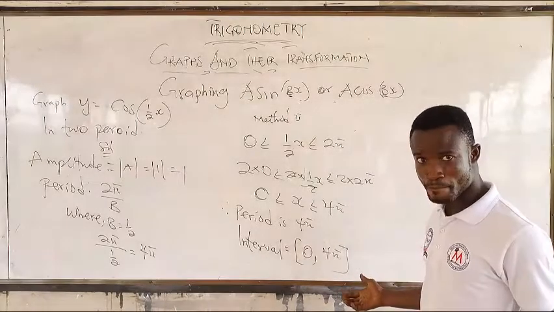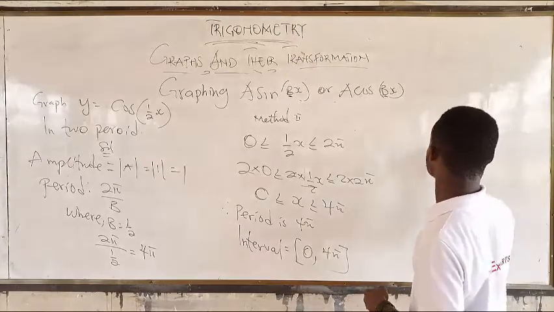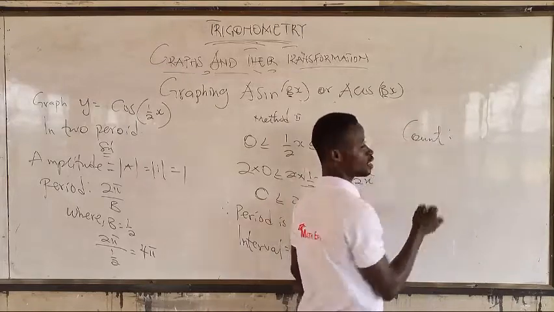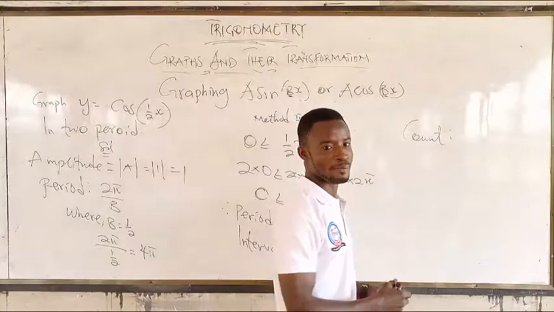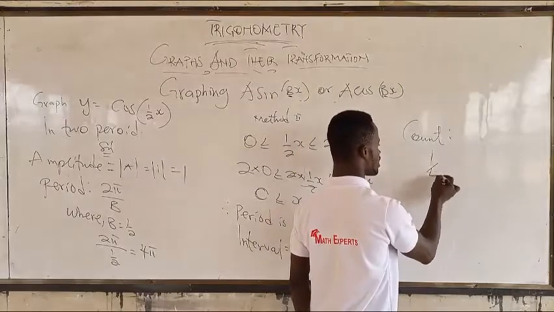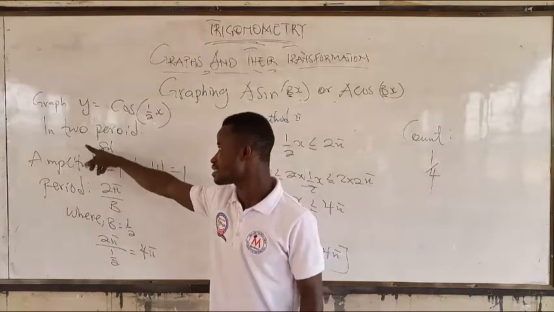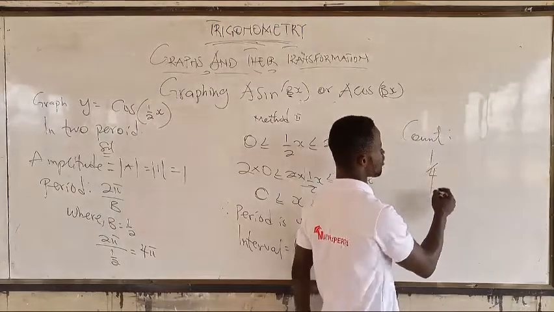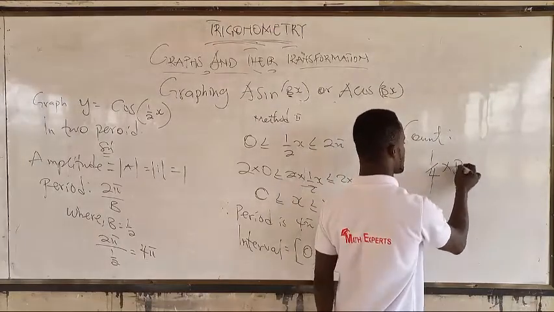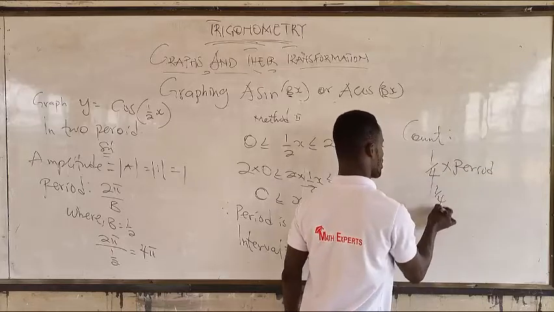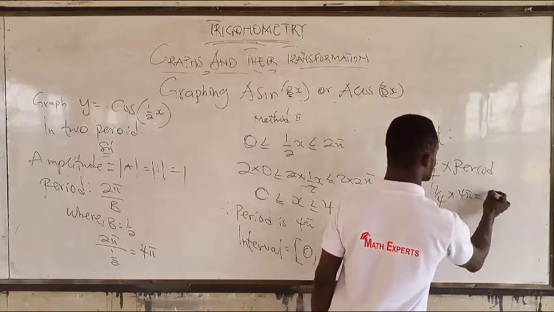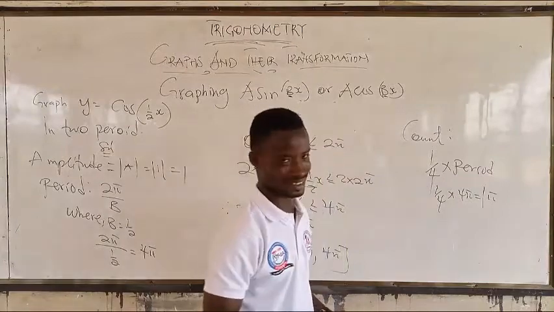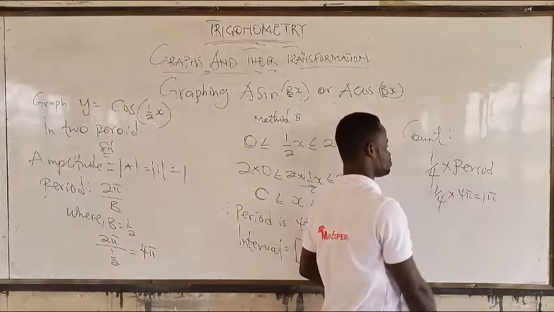What's the next thing? You have to go for the table. So to go for the table, let's go for the count. So what is the period? 4 pi. We are taking this into 2 periods, so don't worry, we'll do that. We multiply 1 over 4 by the period. And 1 over 4 times 4 pi is going to give you pi. So I'll say 1 pi.